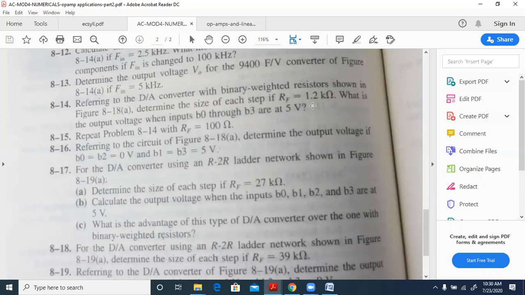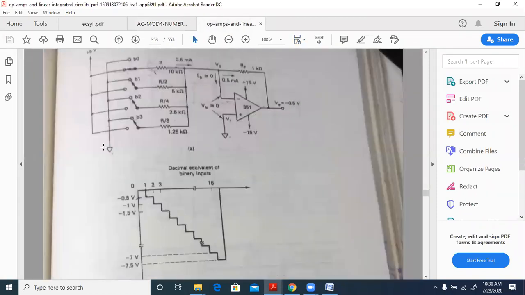So that 15 has to be multiplied with minus V reference, the step size. Okay, minus the step size. That will be 15 into minus 0.6, which will be minus 9 volts. That will be minus 9 volts, right? So you can see that the values are going negative over here.